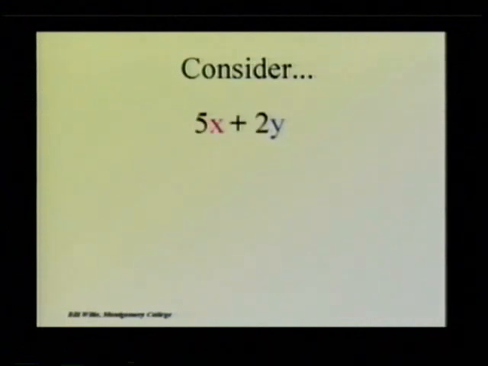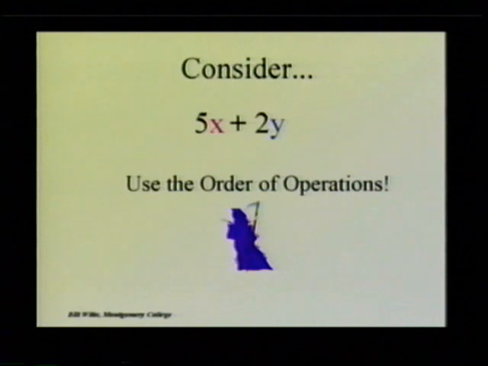Let's take a look at this. How would we add those two? Use the order of operations. Well, the order of operations tells me to do my multiplication before I do my addition, 5 times x and 2 times y. Well, I can't do 5 times x and 2 times y. So it's done. That's why you can't add unlike terms.